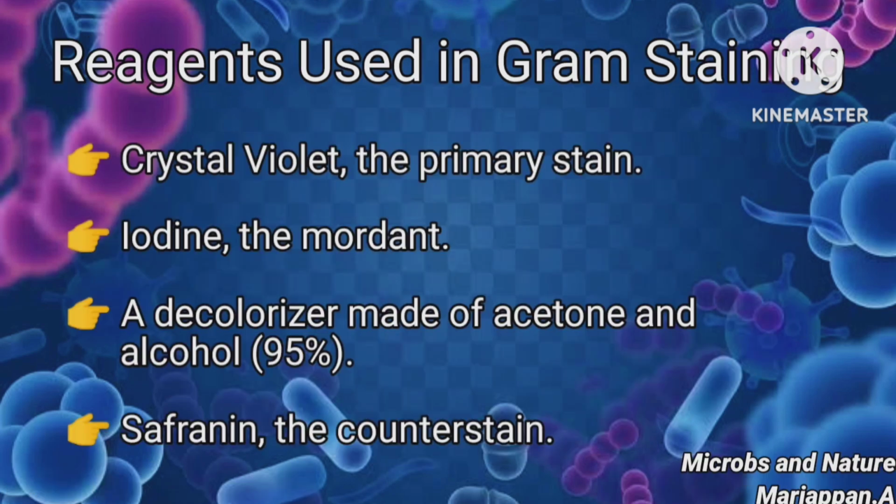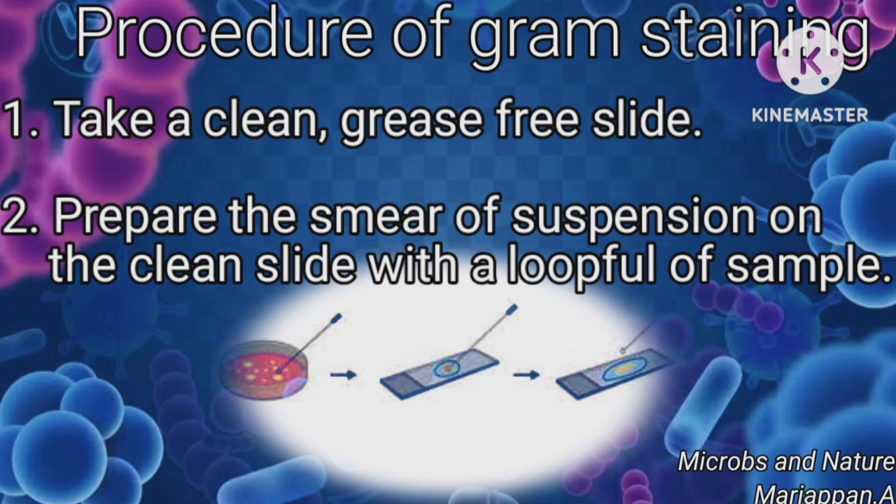Cross-section of cell wall of gram-positive and gram-negative bacteria. Reagents used in gram staining: crystal violet, the primary stain; iodine, the mordant; a decolorizer made of acetone and 95% alcohol; safranin, the counterstain. Procedure. First step, take a clean, grease-free slide.